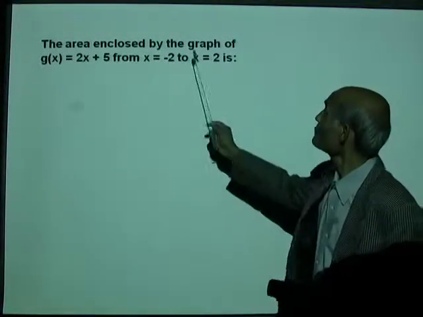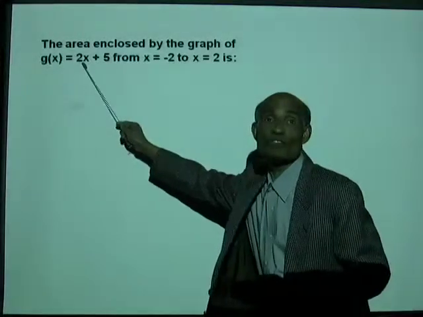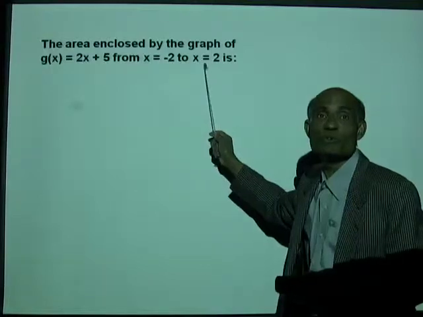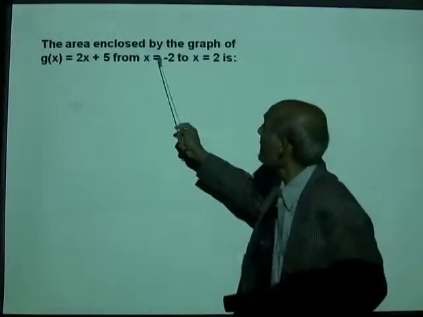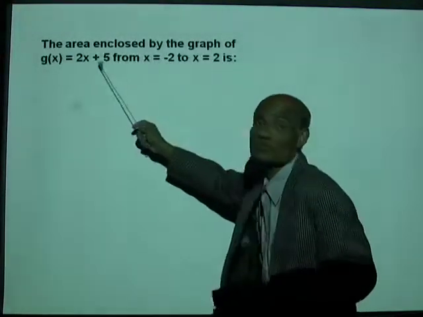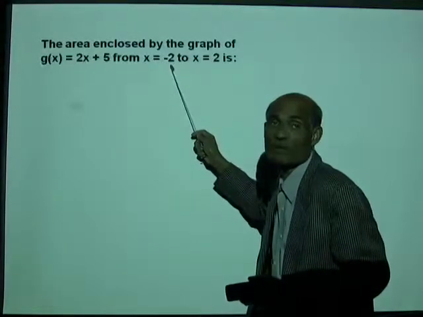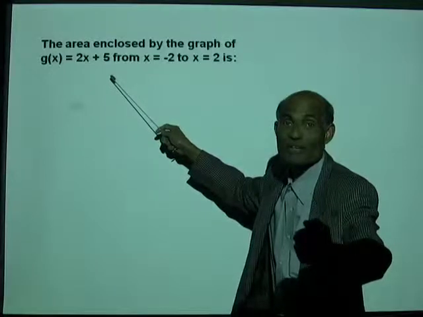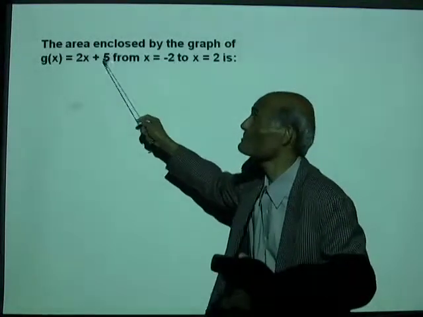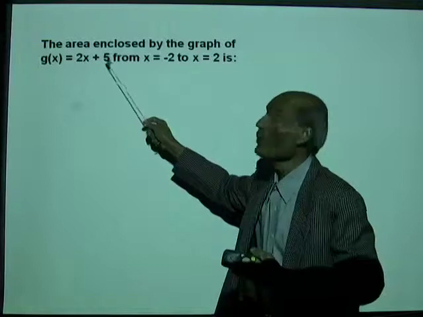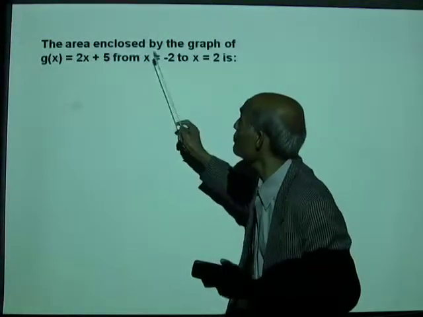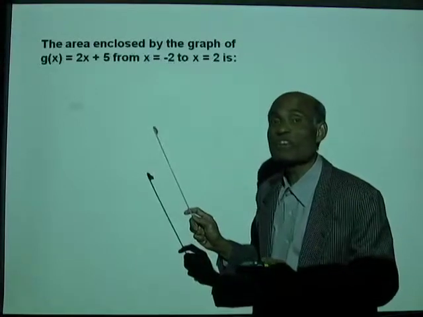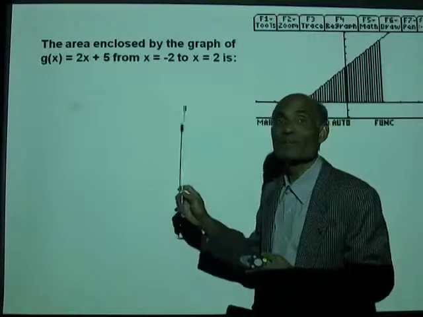The area enclosed by the graph of g of x equal to 2x plus 5 from x equal to -2 to x equal to 2. Can you write this as a definite integral? Now this is one of the functions we just talked about earlier, g of x equal to 2x plus 5. What is the area enclosed by this from x equal to -2 to x equal to 2? What definite integral represents that?